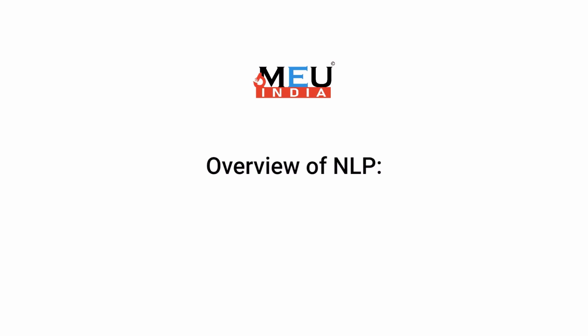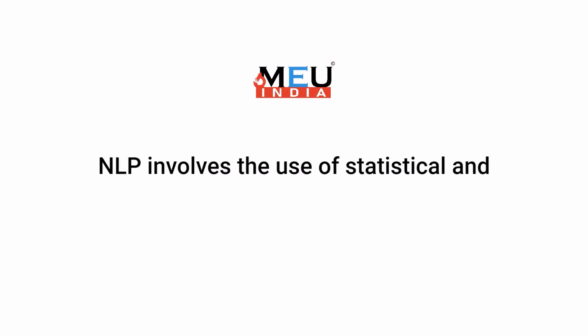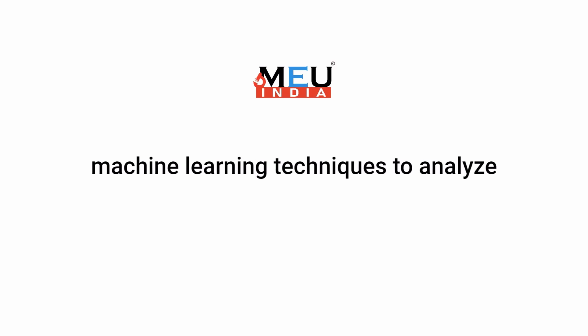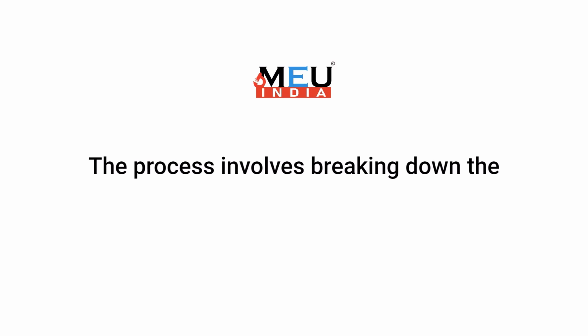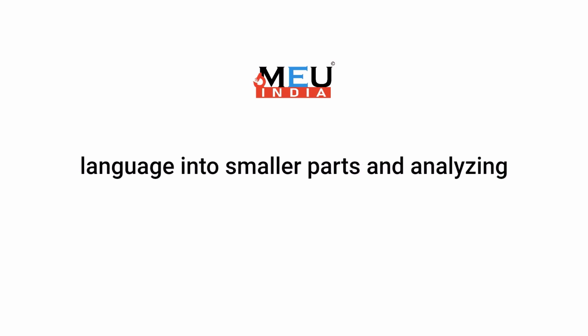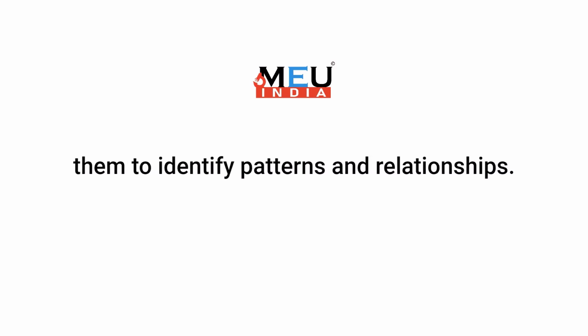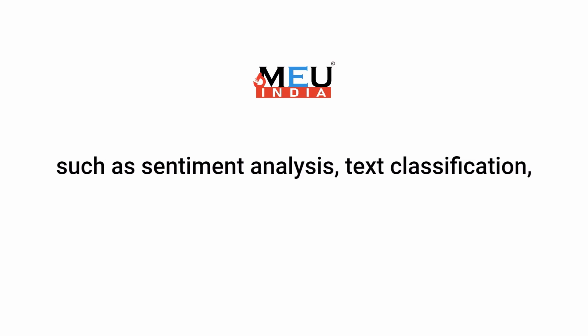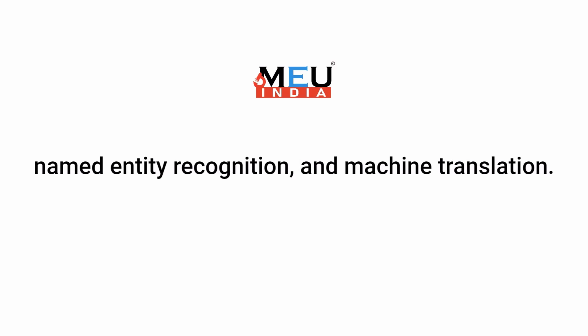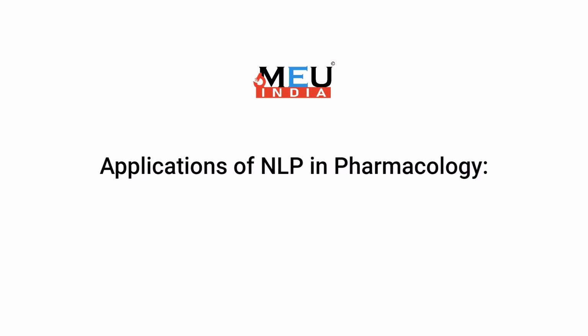Overview of NLP. NLP involves the use of statistical and machine learning techniques to analyze and understand human language. The process involves breaking down the language into smaller parts and analyzing them to identify patterns and relationships. NLP can be used to perform a range of tasks, such as sentiment analysis, text classification, named entity recognition, and machine translation.